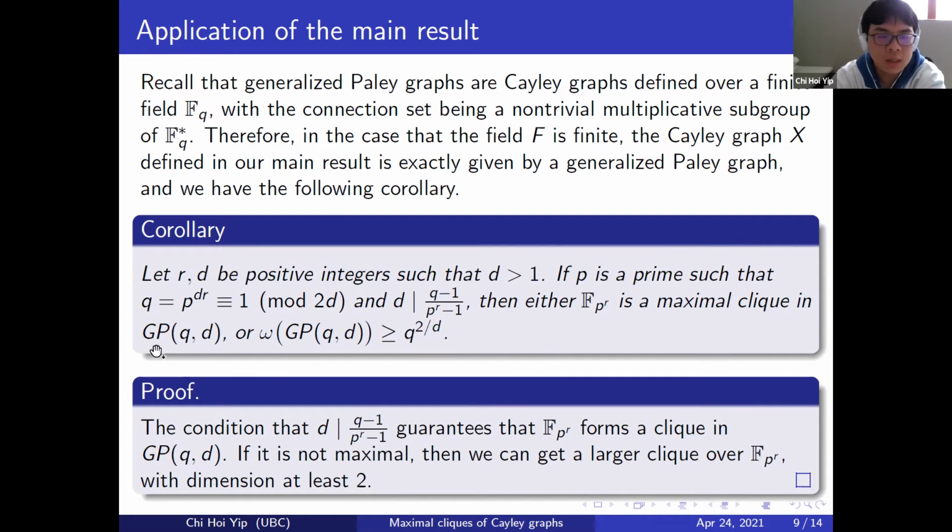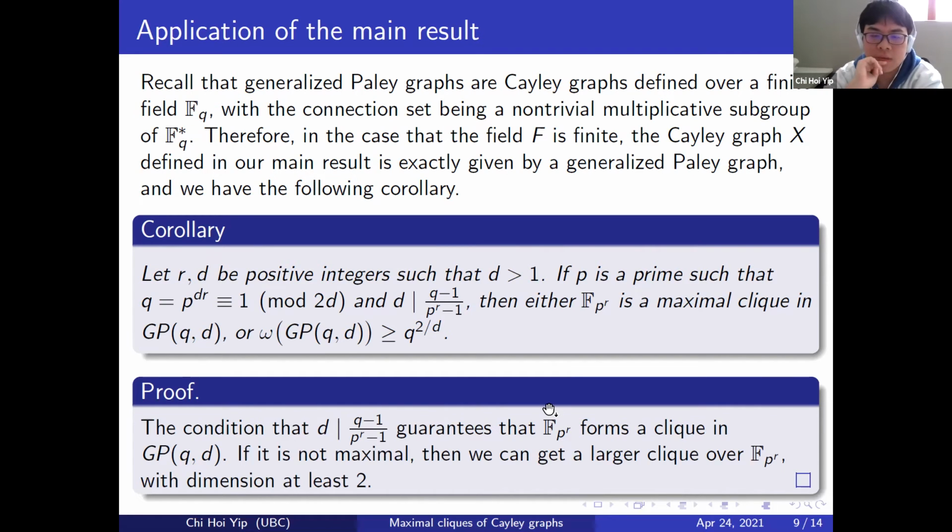In this corollary, we consider the generalized Cayley graph G_P(Q,D), where Q is p to the dr and D divides (Q minus 1) over (p to the r minus 1). Then our conclusion is that either F_p^r is a maximal clique, or the clique number of G_P(Q,D) is at least Q to the 2 over D. The condition that D divides (Q minus 1) over (p to the r minus 1) simply guarantees that F_p^r forms a clique in G_P(Q,D). So we can apply our theorem to find a maximal clique which has a vector space structure, a vector space over the base field F_p^r.